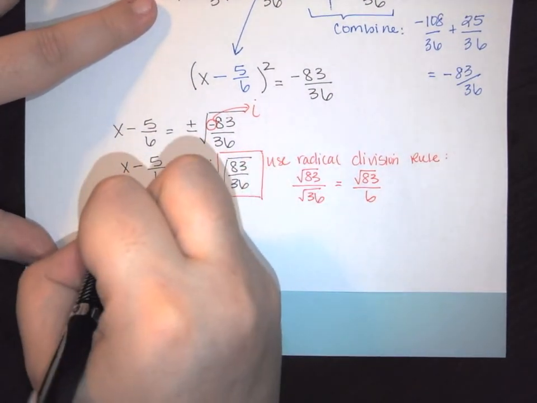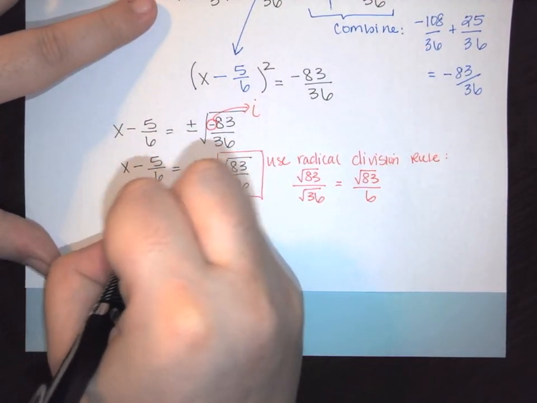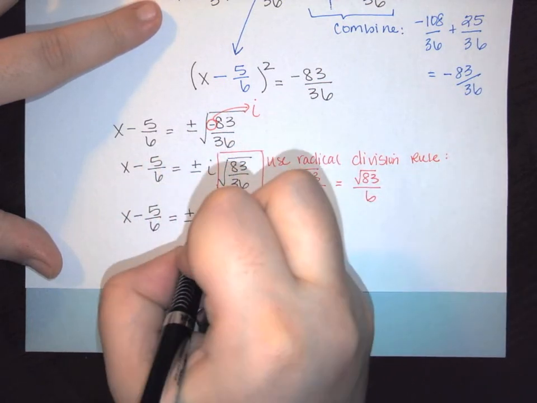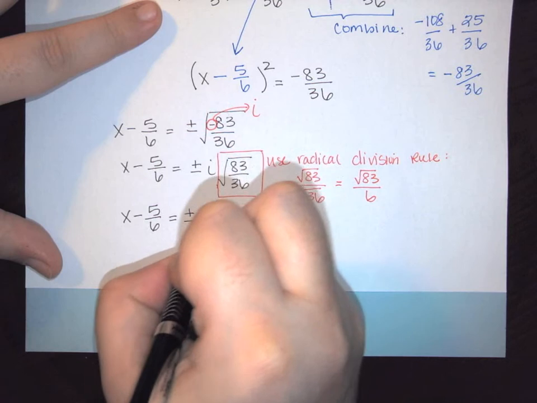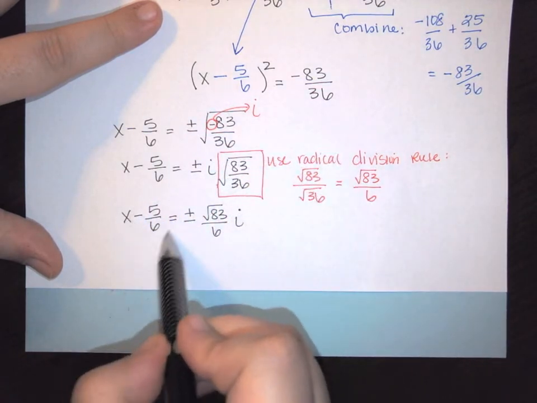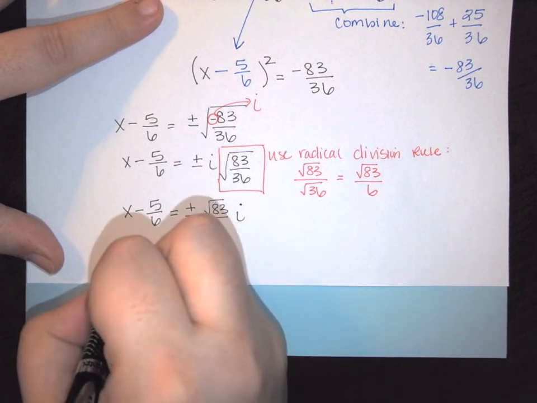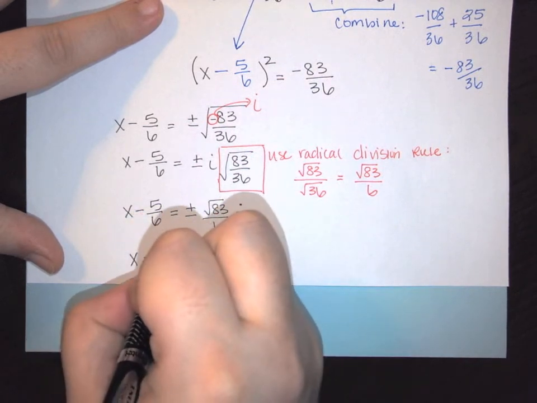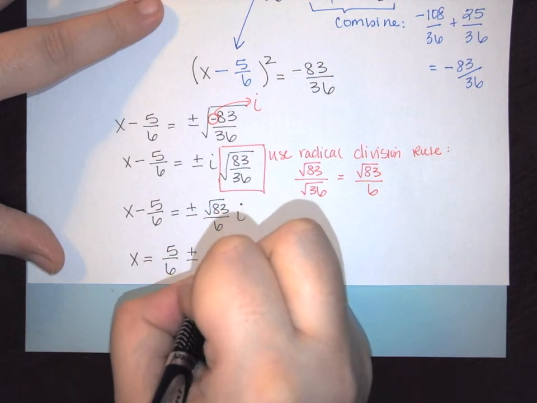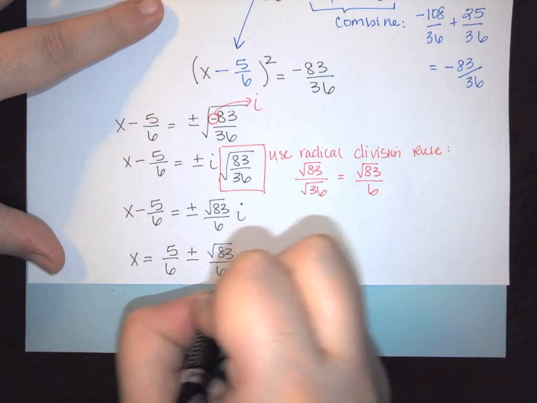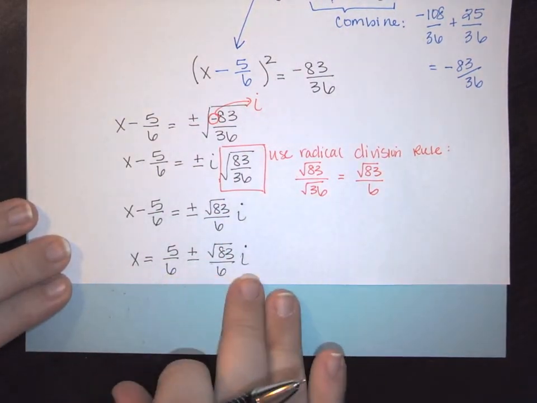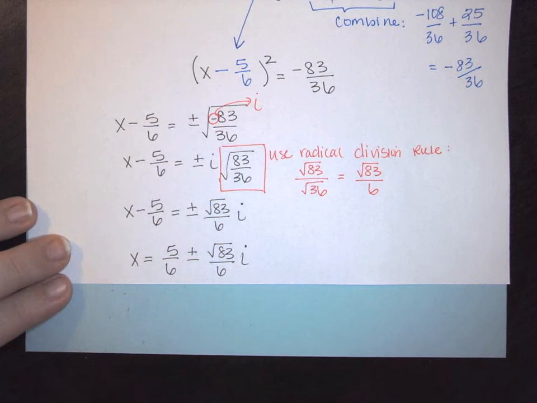Once we do that, we have x minus 5 over 6 is equal to plus or minus the square root of 83 over 6i. We need to move that 5/6 over, so x is going to be equal to 5 over 6 plus or minus the square root of 83 over 6i. Now in this case, there's nothing more to do because of the complex.